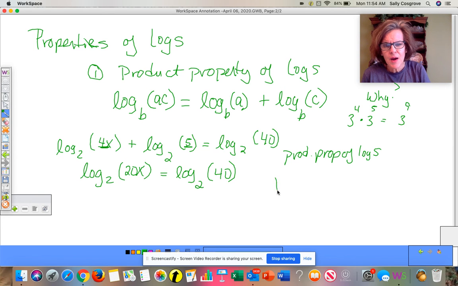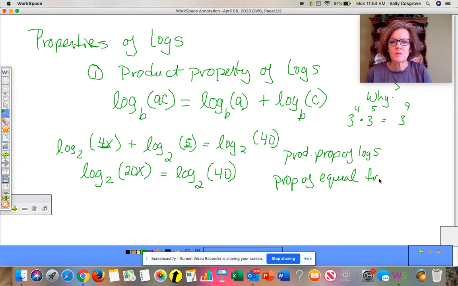Yeah, we had that property of equality for logs that says what? Log base b of x equals log base b of y, then x equals y. If I have 2 logs equal to each other and they're in the same base, then the log property of equality says that you can take the argument and set it equal to each other.